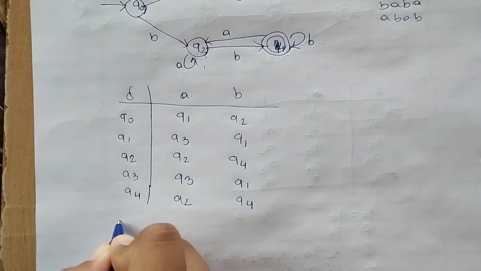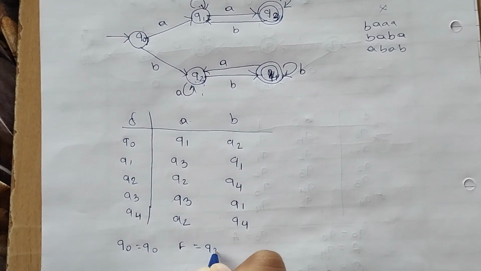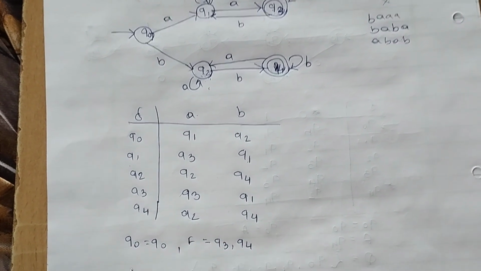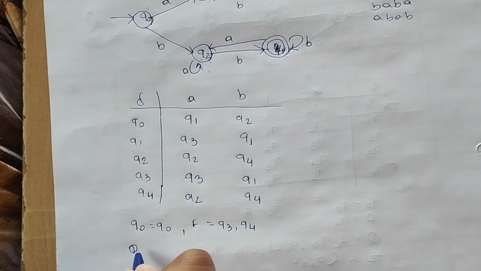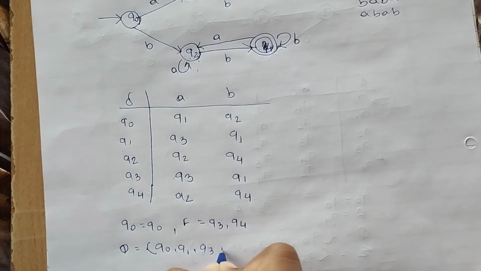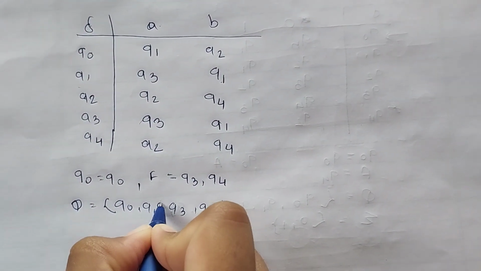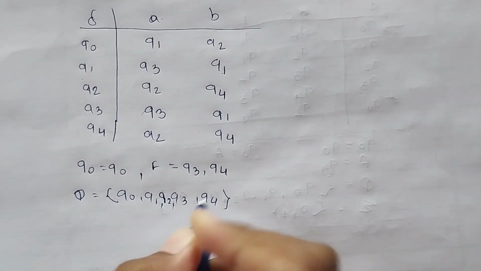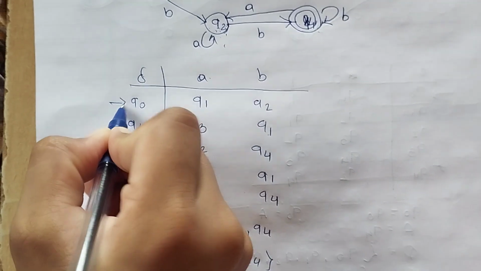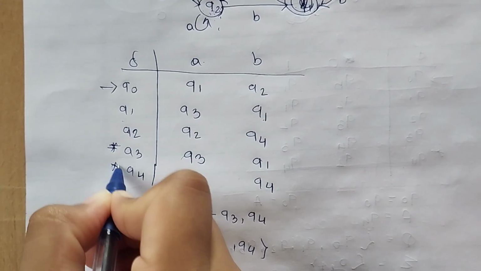So here our initial state is Q0 and final states are Q3 and Q4. And the states are Q equal to Q0, Q1, Q2, Q3, Q4. So Q0 is our initial state and Q3 and Q4 are the final states.